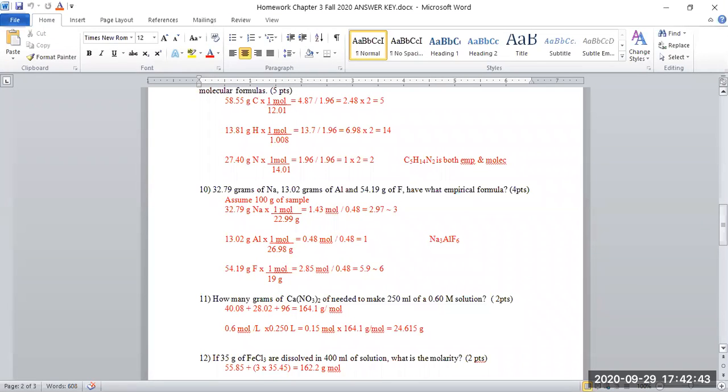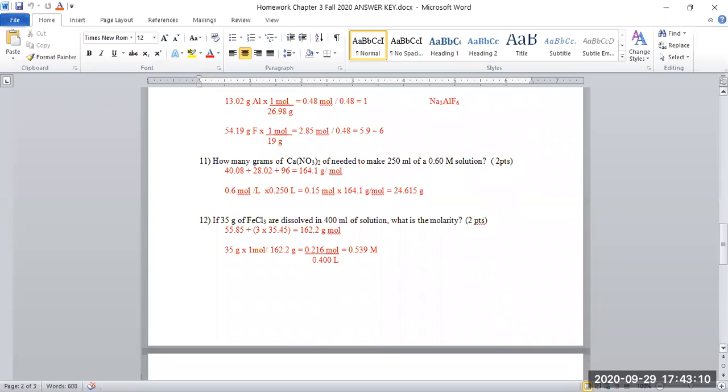And like I said, this one didn't have any halves in it. Everything was really pretty close to being a whole number. 2.97 rounds easily up to 3. You have 1 for the aluminum. 5.9 is still pretty close to a whole number, so you can call that one 6. That gives you Na3AlF6.